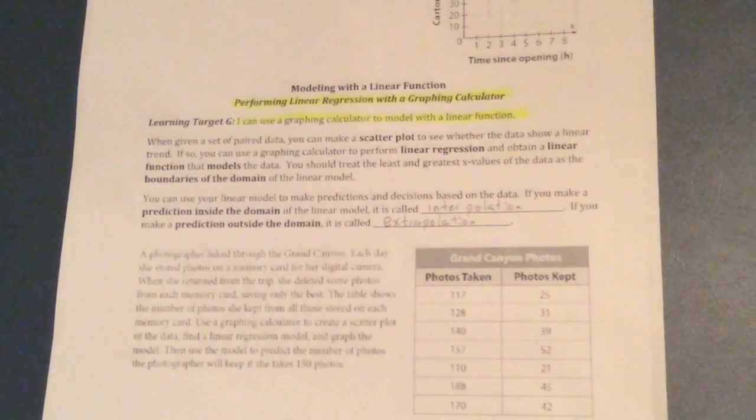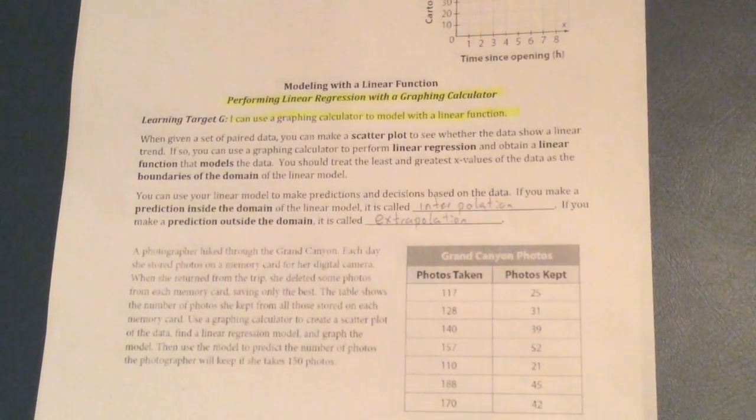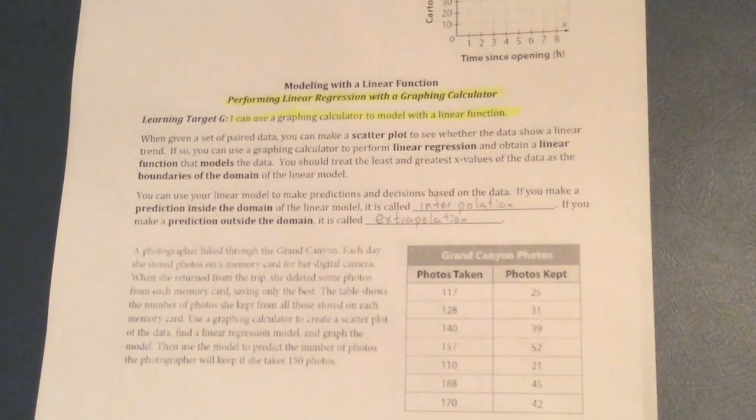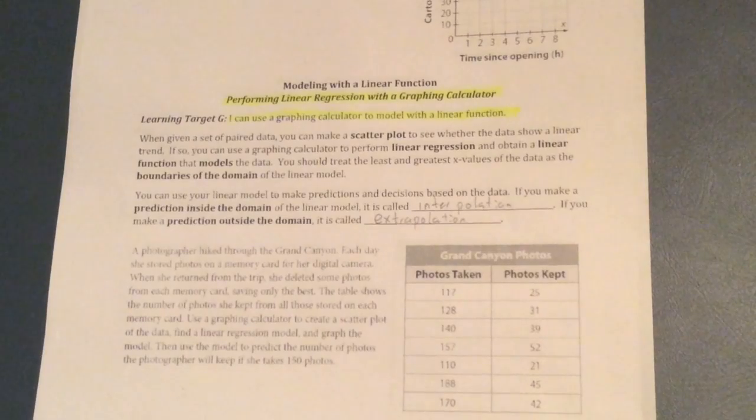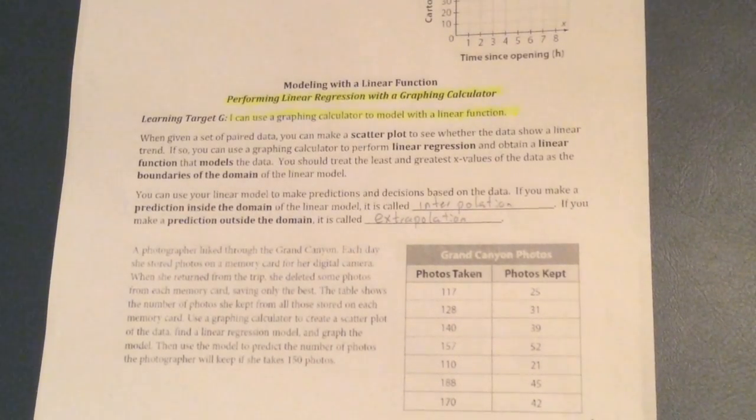All right. When given a set of paired data, X's and Y's, inputs and outputs, you can make a scatter plot to see whether the data shows a linear trend. If so, you can use a graphing calculator to perform a linear regression and obtain a linear function that models the data. Sounds really complicated, but it's not. You should treat the least and greatest X values of the data as the boundaries of the domain. All right, there's a lot we're going to do.